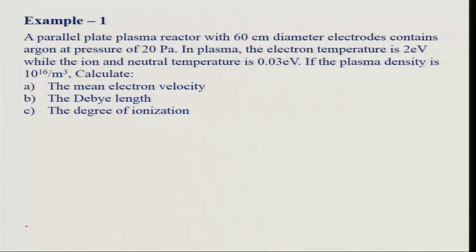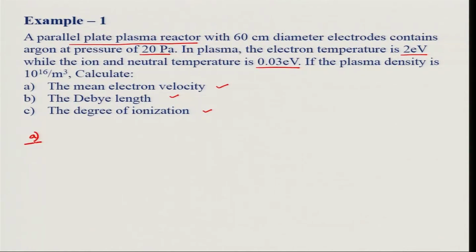This is our first problem. It states that we have a parallel plate plasma reactor with 60 centimeter diameter electrodes containing argon gas at 20 Pascal. In plasma, the electron temperature is 2 electron volts, while the ion and neutral temperature is 0.03 electron volts. If the plasma density is 10 to the power 16 per meter cube, then we are asked to calculate mean electron velocity, Debye length and degree of ionization. So, we will start by solving the first part, A.